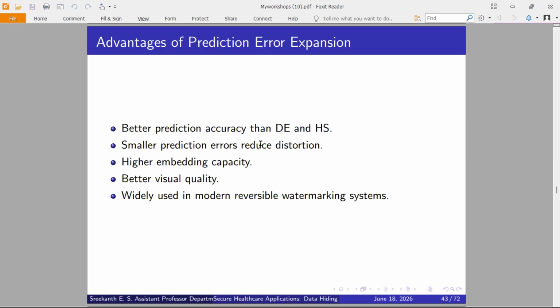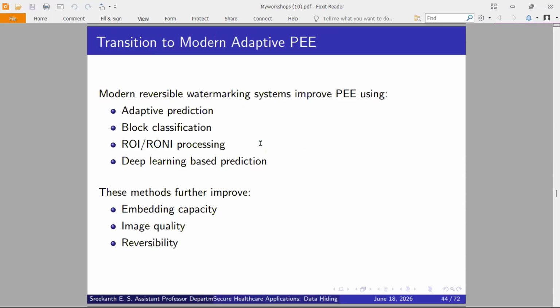So the advantage of prediction expansion is a higher embedding rate; the capacity will be very high. Then moreover, we can use different types of predictions, not only a single one, so there are different options for prediction. So now in modern methods, adaptive prediction expansion is there.